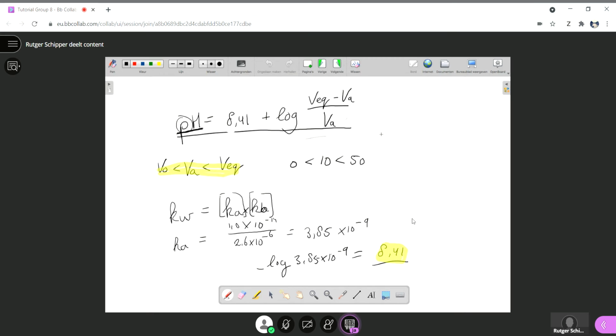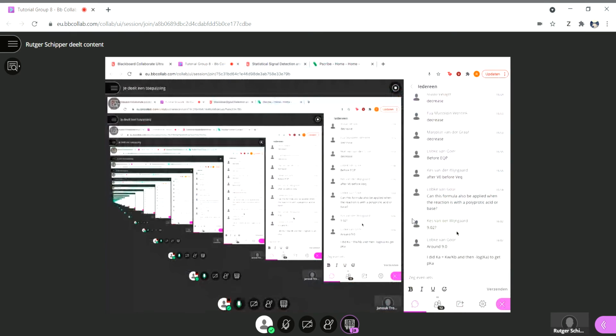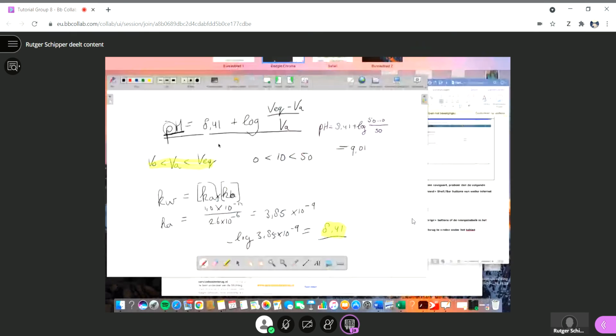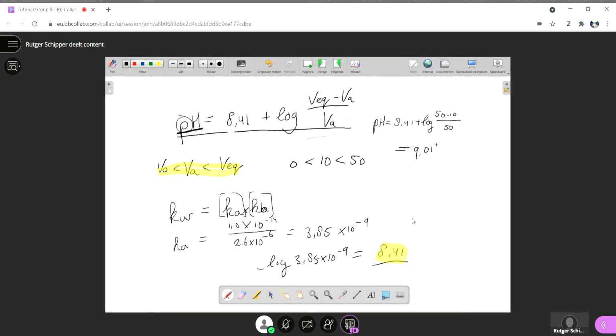So for 10 milliliters, we can just write down pH is 8.41 plus log value of 50 minus 10 divided by 50, which is equal to 9.01. So I'm not really sure how you got to 9.02. Who was it? But I think you made some rounding error. Right? So this is the pH.